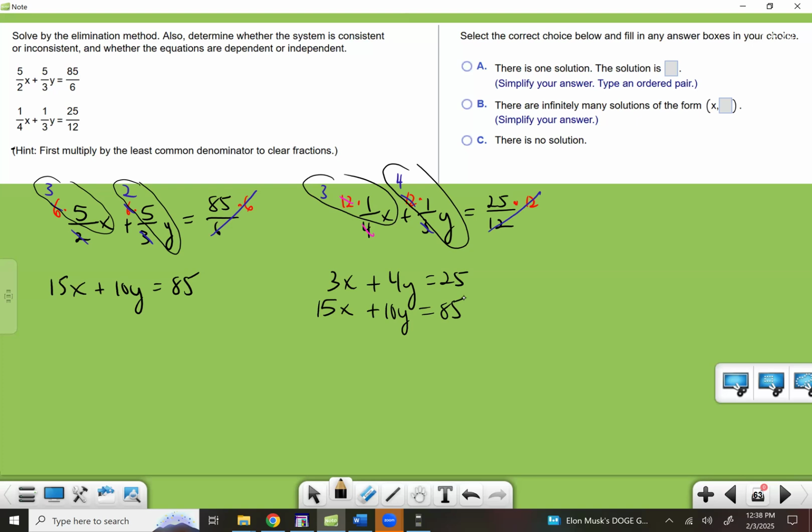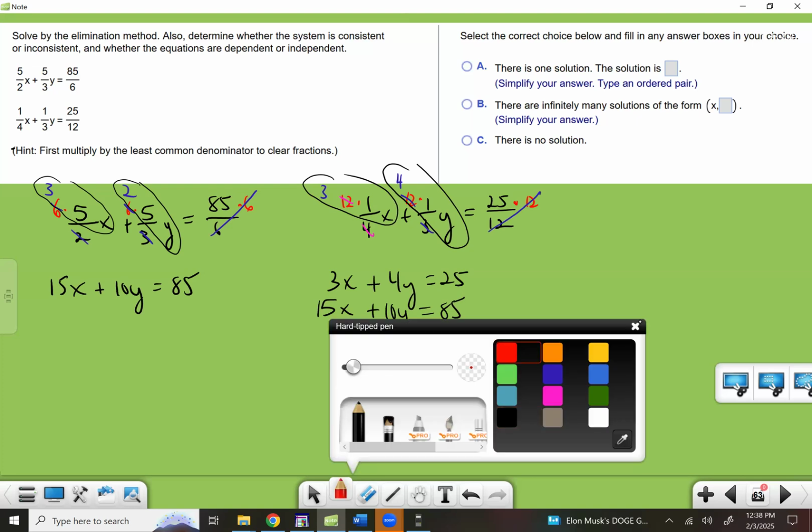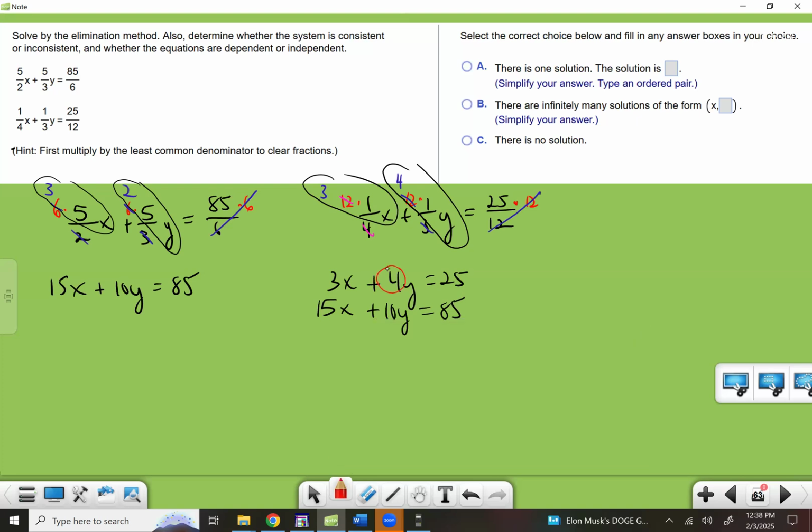So I'm thinking I'm going to do the x's, and here's the reason why. I can't multiply a 4 by anything and turn it into a 10. But I can multiply a 3 by something and turn it into a 15. So I'm going to choose to get rid of the x's, and I'm going to do that by multiplying by -5. Because there I'm going to get -15, and -15 and +15 will cancel.